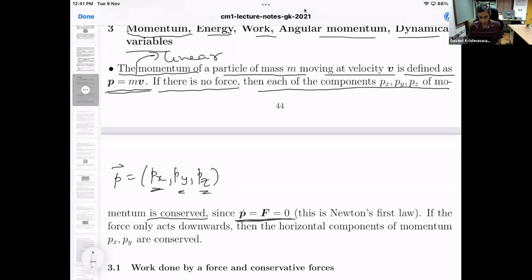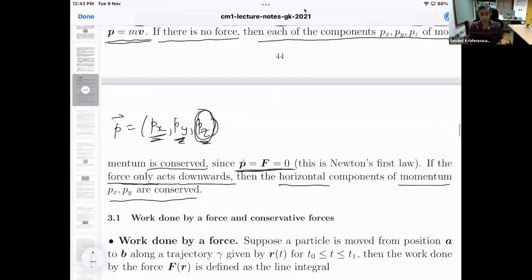Of course, there may be a force, but suppose the force acts only downwards, then if it acts only downwards, pz dot will be equal to the force, px dot and py dot will still be 0. So then the horizontal components of momentum would still be conserved. When we say conserved, we mean they don't change with time. I'll be much more precise about that, but I'm introducing this idea through examples right now. Okay, so this is linear momentum. Next, we come to the concept of work.